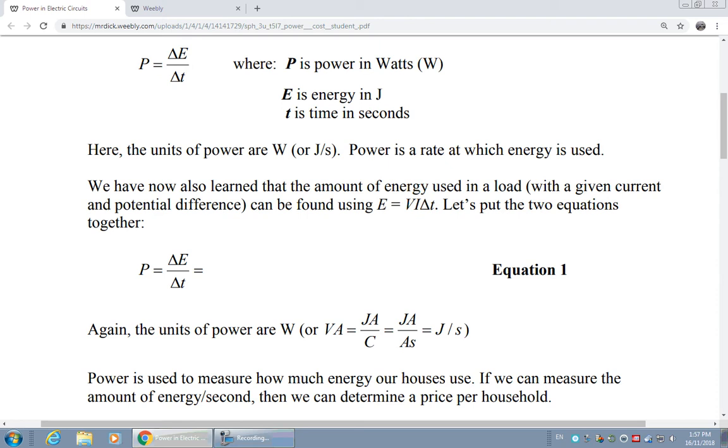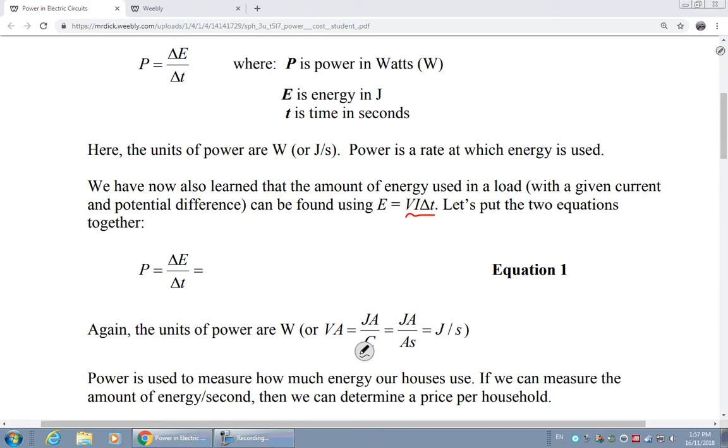But we've also now learned a different kind of formula that represents how much energy gets used by an electrical load. And we saw in our previous lessons that the energy used by an electrical load can be found by taking the voltage, multiplying by the current, and also multiplying by how long we use that load for. So let's try and put all of this together.